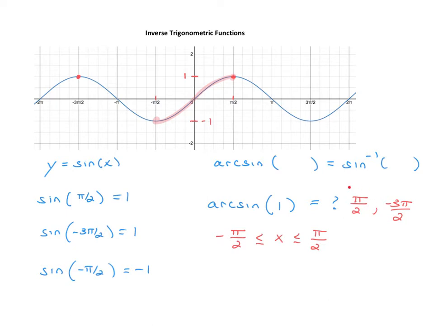The reason it's equal to pi over 2 is because that's the angle between negative pi over 2 and pi over 2 that corresponds to 1. And we've thrown away this value, so we're not using this portion of the graph as well. So this actually will define a function for us. So here, arcsine of 1, which is equal to sine inverse of 1, is pi over 2. By restricting the domain here, we've made sine a one-to-one function, and that means it does actually have an inverse.